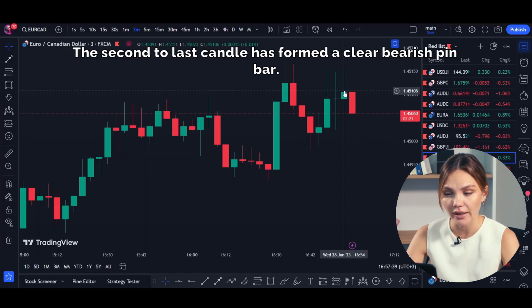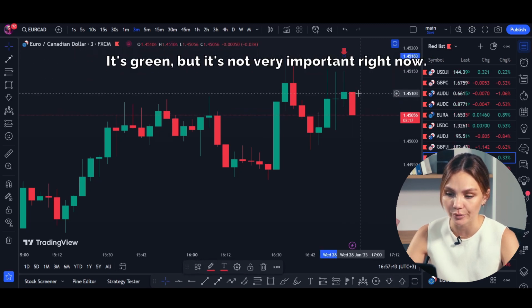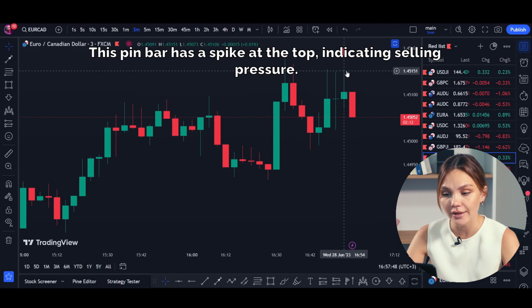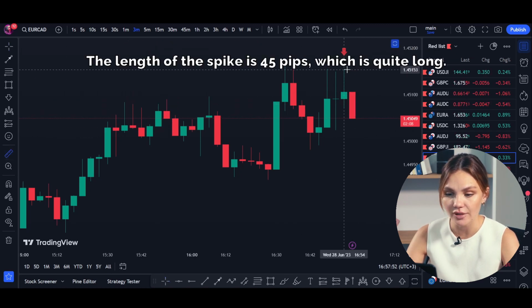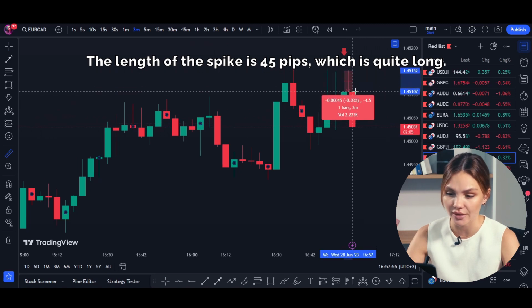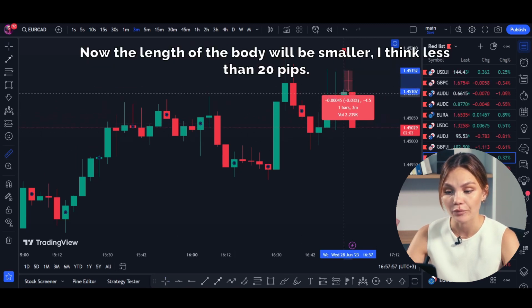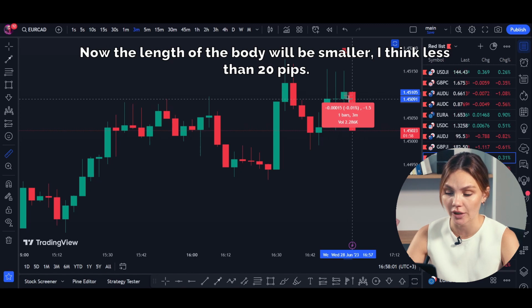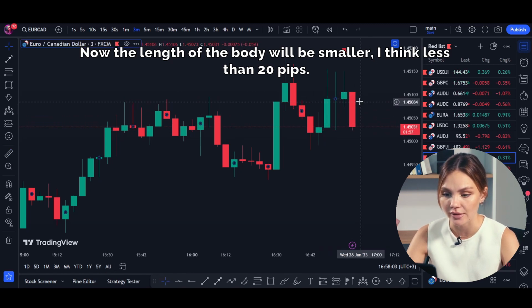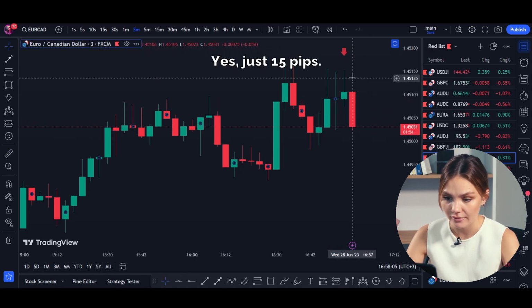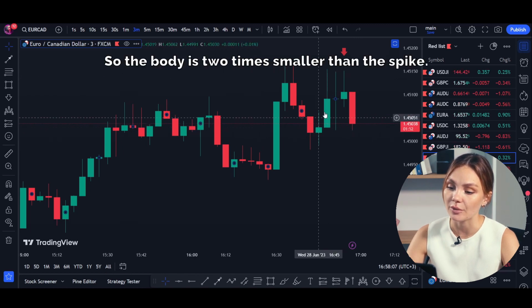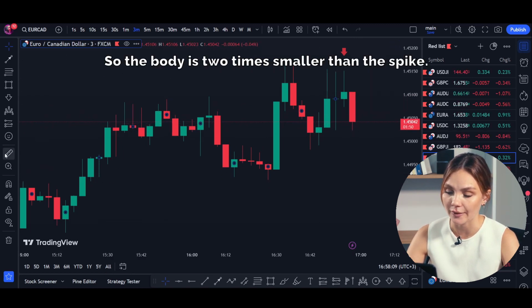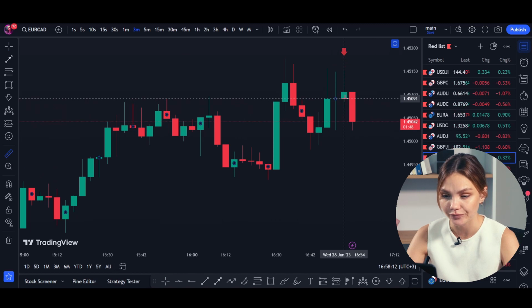The second to last candle has formed a clear bearish pin bar. It's green, but it's not very important right now. This pin bar has a spike at the top, indicating selling pressure. The length of the spike is 45 pips, which is quite long. Now the length of the body will be smaller, I think less than 20 pips. Yes, just 15 pips. So the body is 2 times smaller than the spike. The first condition is met.